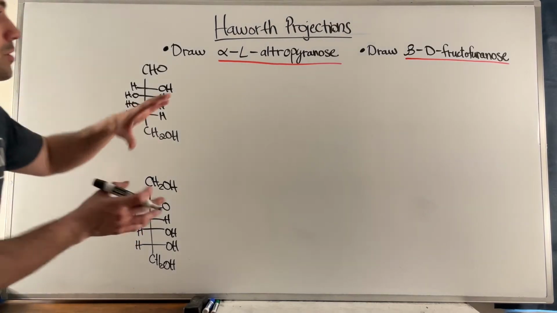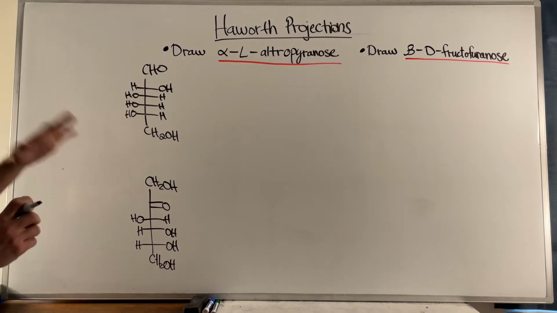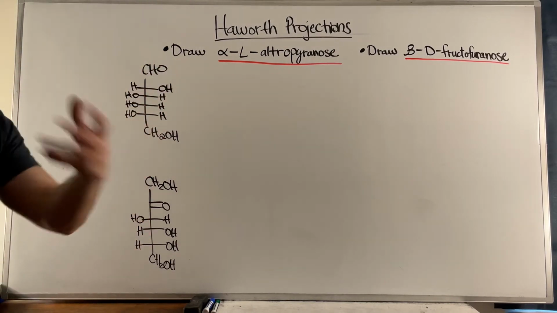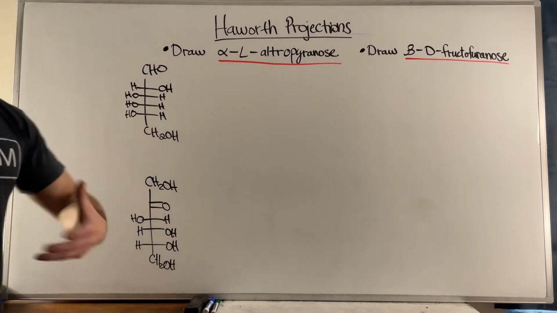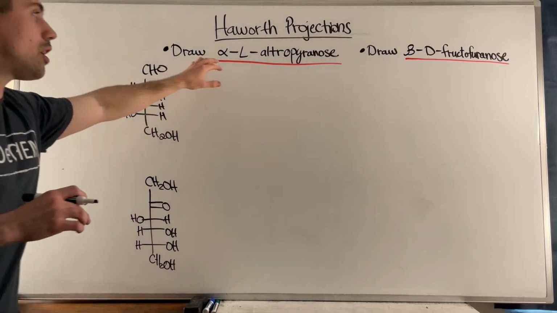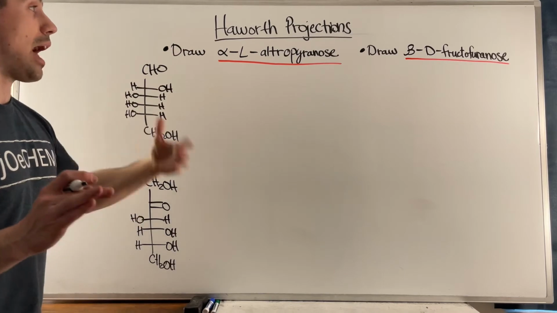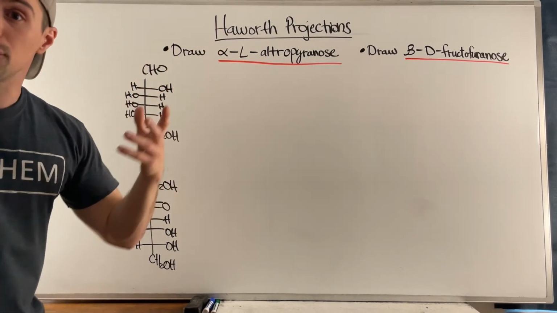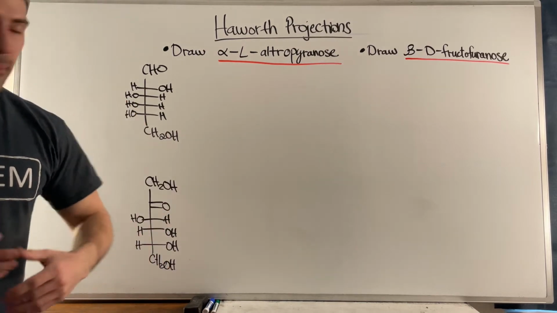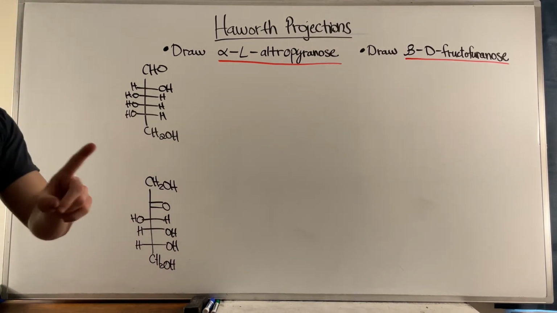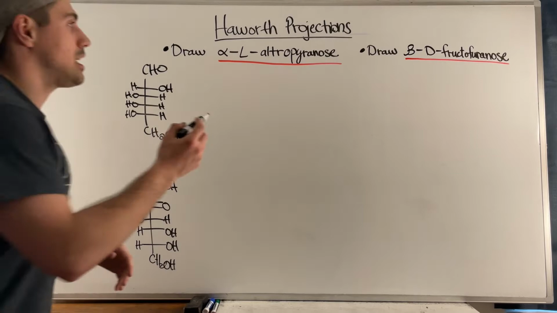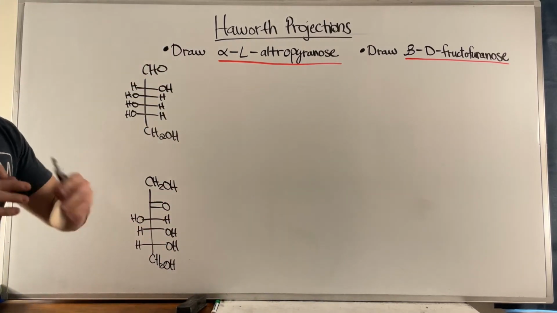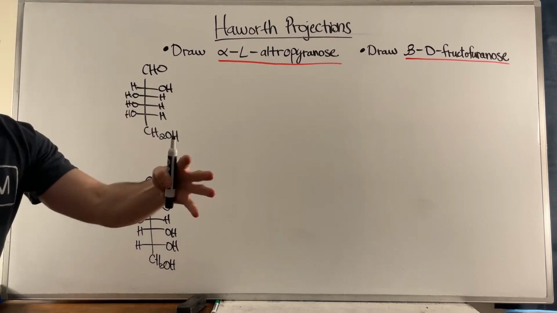Okay, gang, doing these two quick examples, I want to show you how, if someone were to hit you with a problem like draw alpha L altropyranose or draw beta D fructofuranose, how do you go about doing that? Just ignore this because I drew this beforehand for convenience. So the very first thing, in my opinion, is you want to extract the information in terms of what sugar you are starting from, and get to a Fischer projection.